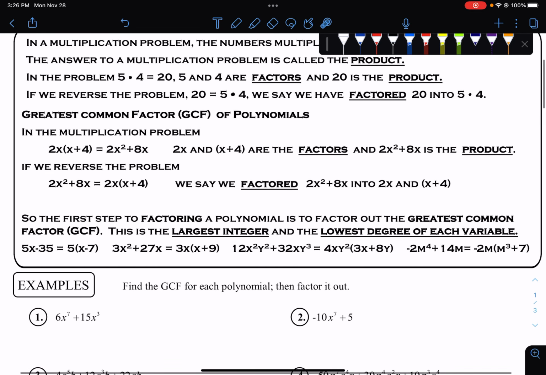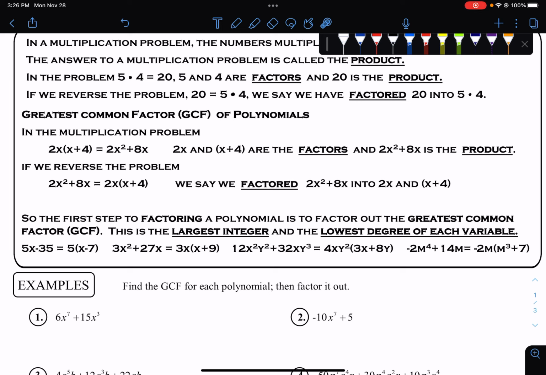So the first step to factoring a polynomial: before, in class, we've been doing this big X method and all these different things, but really what we should be looking for first is a greatest common factor that we'll factor out. I've given you problems that don't require you to do this, but in the future it might be a good idea, and might be necessary, that you look for a greatest common factor first.